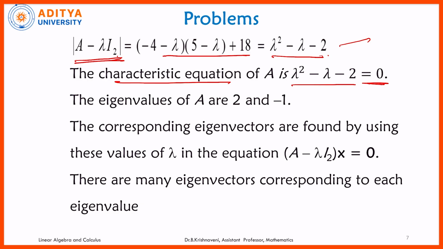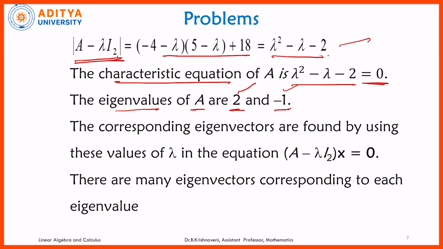Now we need to solve this equation to get the roots, and we call those roots eigenvalues. On solving, we got the values -2 and -1. So the eigenvalues of the given matrix A are -2 and -1.